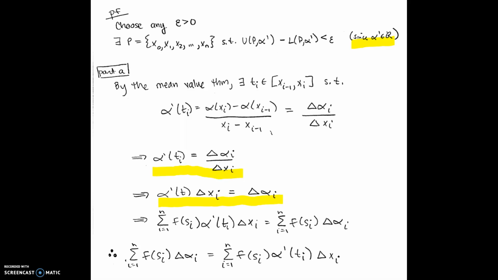So if those two things are equal, then if we multiply both sides by the sum of f of si, they'll still be equal to each other. So that proves what we wanted to prove. The sum of f of si delta alpha i must equal the sum of f of si alpha prime of ti delta xi.